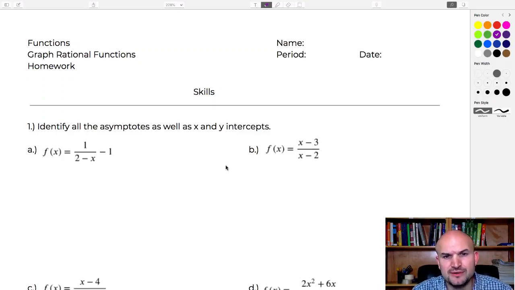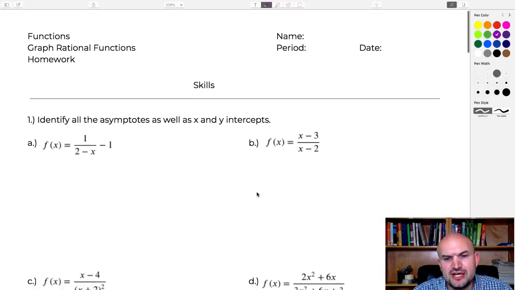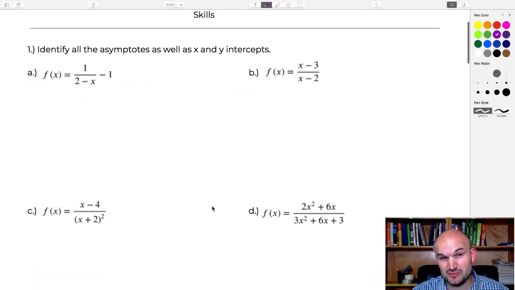But for this video, these first two we can sketch, but I'm not going to bother with the other two. I just want to give you an idea of what you need to do to prepare for graphing, but really to understand what the asymptotes are, as well as the x and y intercepts of the graph.